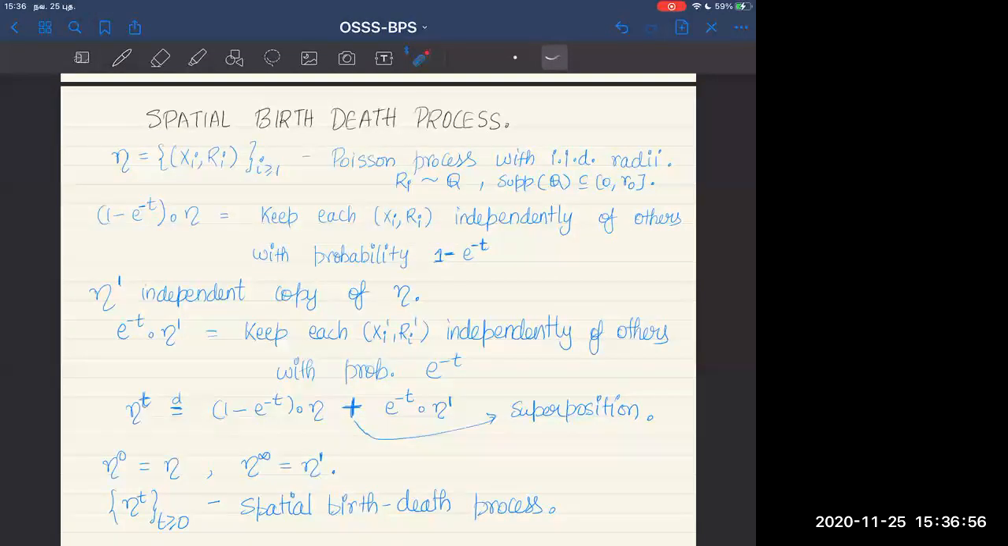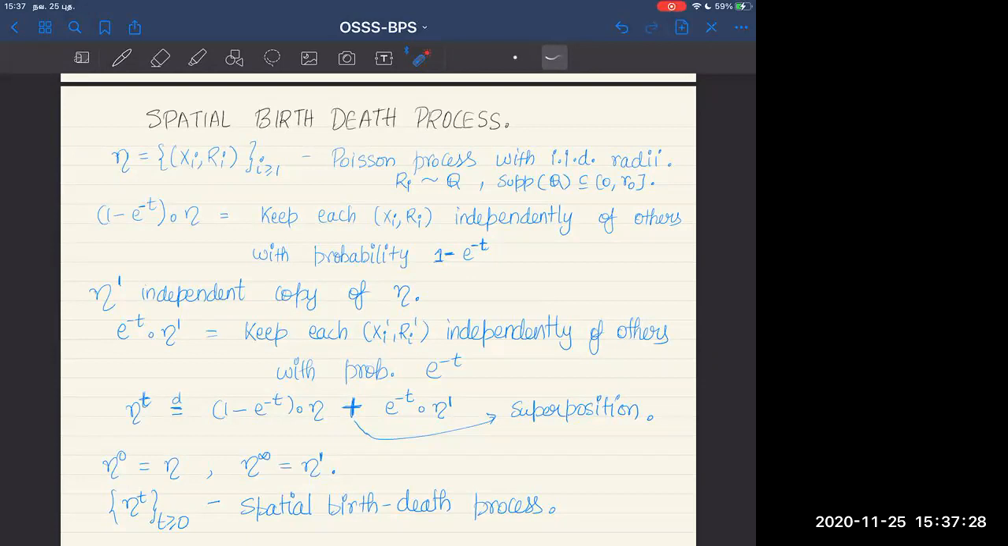Let me describe the simplest form. Given a Poisson point process eta, I keep each point independently of the others with probability 1 minus e to the minus t. I denote it by (1 minus e^-t) circle eta, which means that I keep some points and remove some other points. Points are removed with probability e to the minus t, and some are kept.